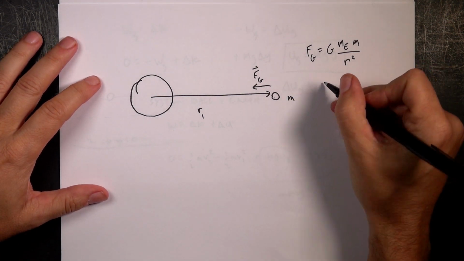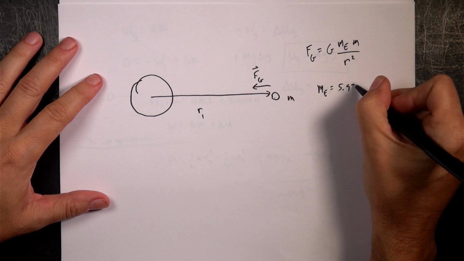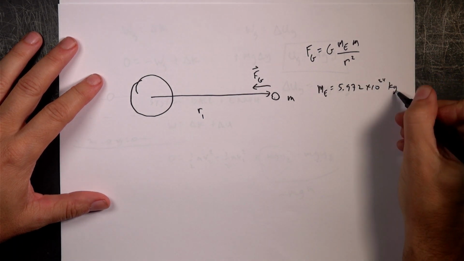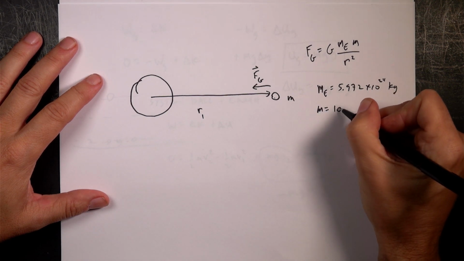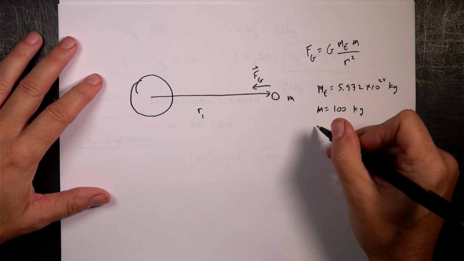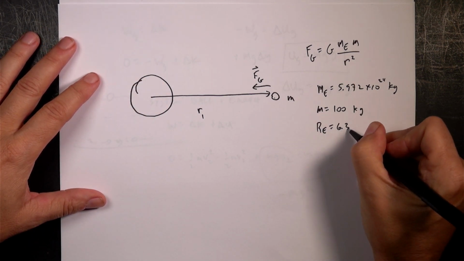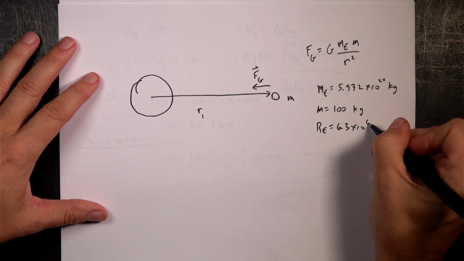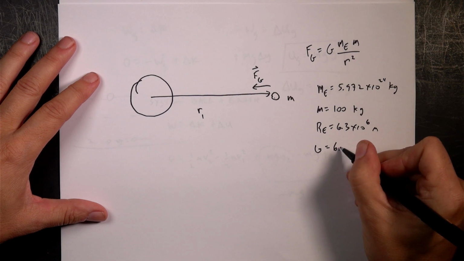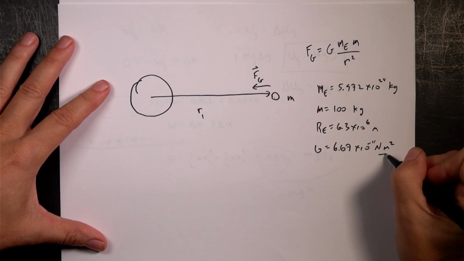Let's pick some values. So I have the mass of the Earth. I need to know what that is. I think it's 5.972 times 10 to the 24th kilograms. The mass of the object, let's say it's 100 kilograms. It doesn't really matter. I need the radius of the Earth, because that's where it's going to stop. The radius of the Earth is 6.3 times 10 to the 6 meters. The gravitational constant G is 6.67 times 10 to the negative 11th newton meters squared per kilogram squared.